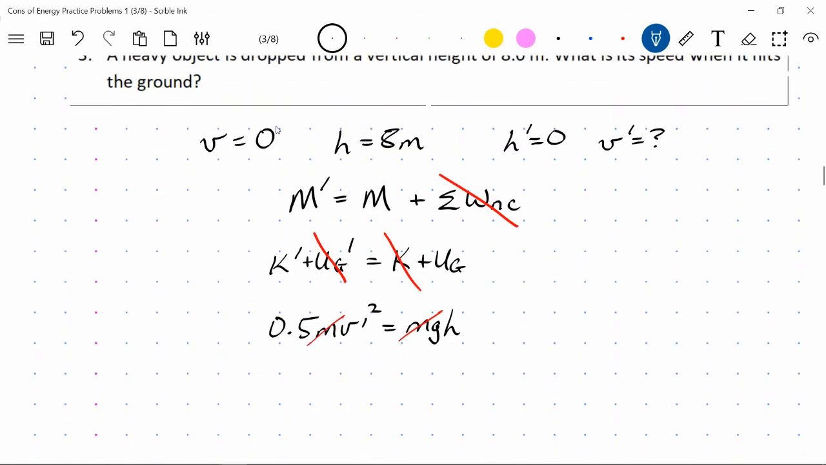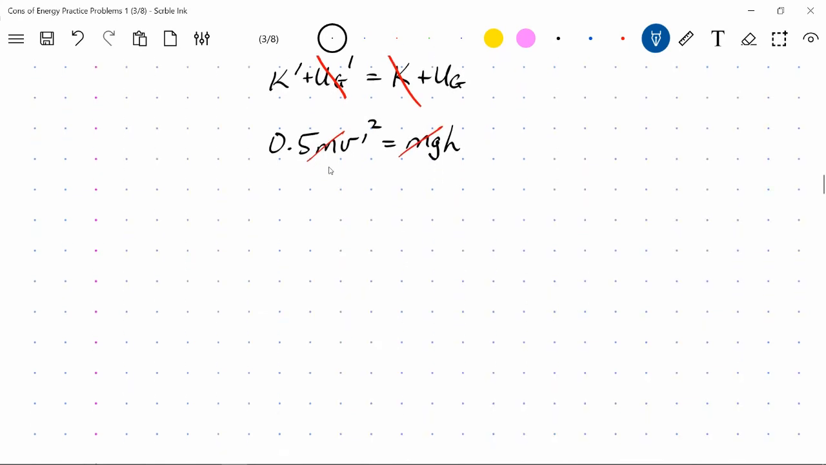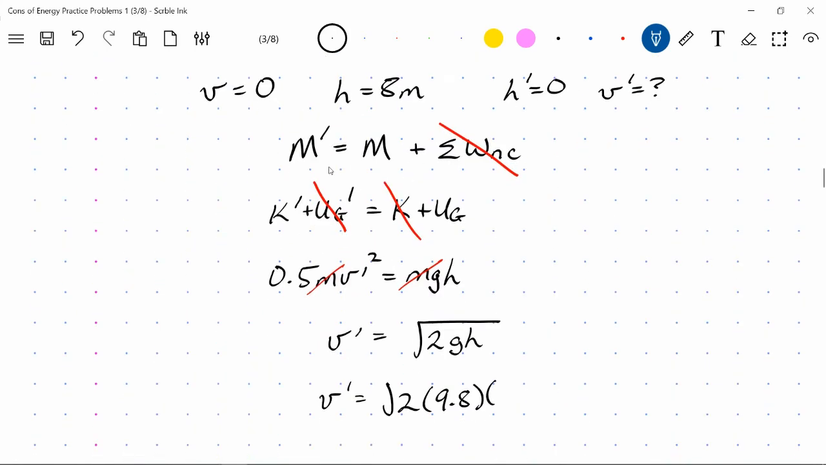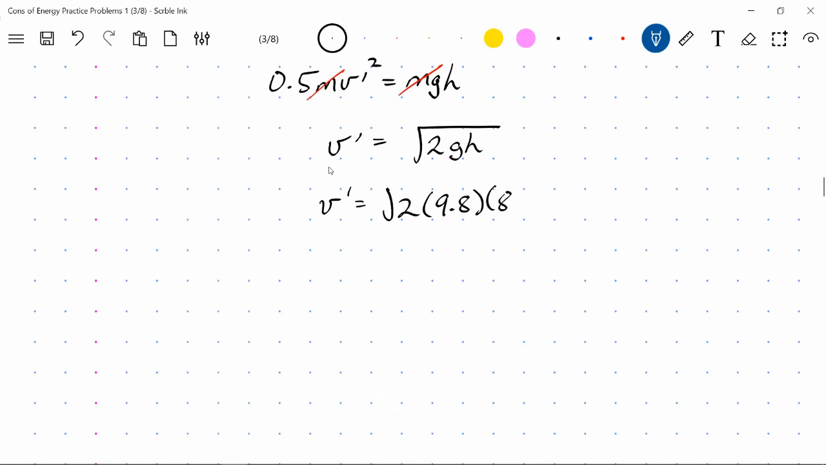which means that we can calculate the value of, what are we looking for? Oh yeah, v prime. We can solve for v prime, no problem. v prime equal to the root of, and I can actually clear this 0.5 just by multiplying both sides by 2, so I'm going to do that, 2gh. So v prime equal to the root of 2, g is 9.8, and h was 8. So 8 meters, root of that.